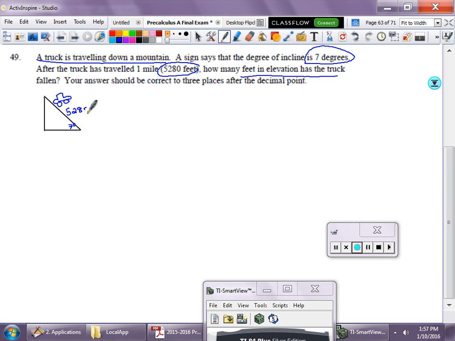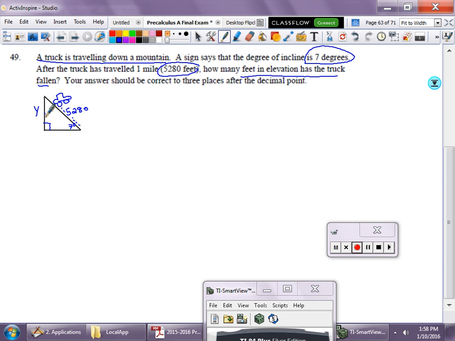And they tell us they want feet. So I'll put down that that's his path. Again, we're looking at the height of the mountain. They want us to find how many feet in elevation the truck has fallen. That has to be here, because they want to know how far it's fallen, meaning how far it goes down according to its elevation. That's pretty tricky, but that's the only thing they could be talking about.